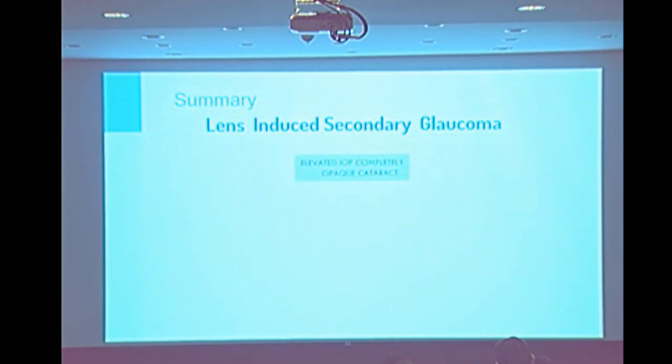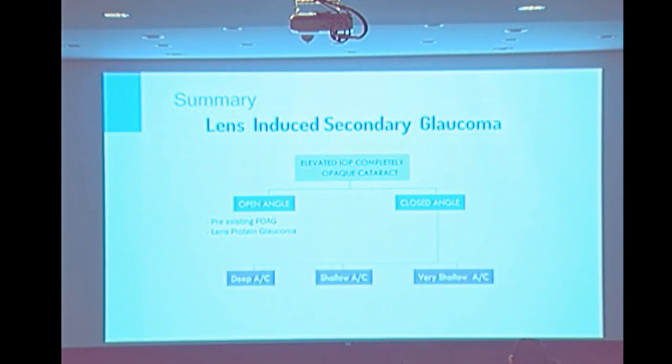So lens-induced glaucoma: when we face a patient with elevated intraocular pressure in the presence of an opaque, cataractous lens, we need to think whether the glaucoma is of open angle type or closed angle type. If it's open angle type, we have two possibilities, either pre-existing open angle glaucoma or a real lens protein glaucoma. Those are with open angle type. If it is closed angle, we should look to the anterior chamber. I made this myself, and I'm sure it is missing many things, but this is to simplify things.